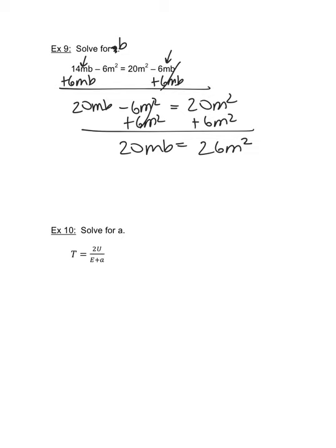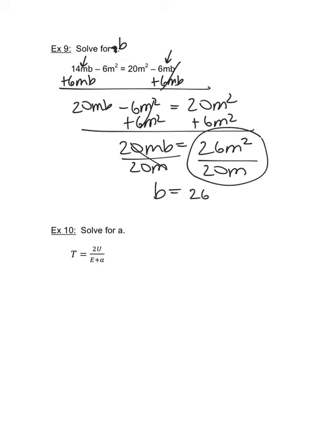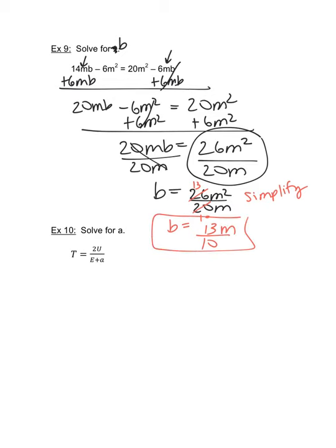And now I want to isolate b, so I'm going to divide by 20m on both sides. b equals this fraction, 26m squared over 20m. But then this can be simplified. So make a note, simplify. Think about what number goes into 26 and 20. 2 goes in. So if I divide by 2, I get 13 and 10. So b equals 13 over 10, and then m squared divided by m, you're dividing one of those m's out of the numerator, which just gives me m. So b equals 13m over 10.